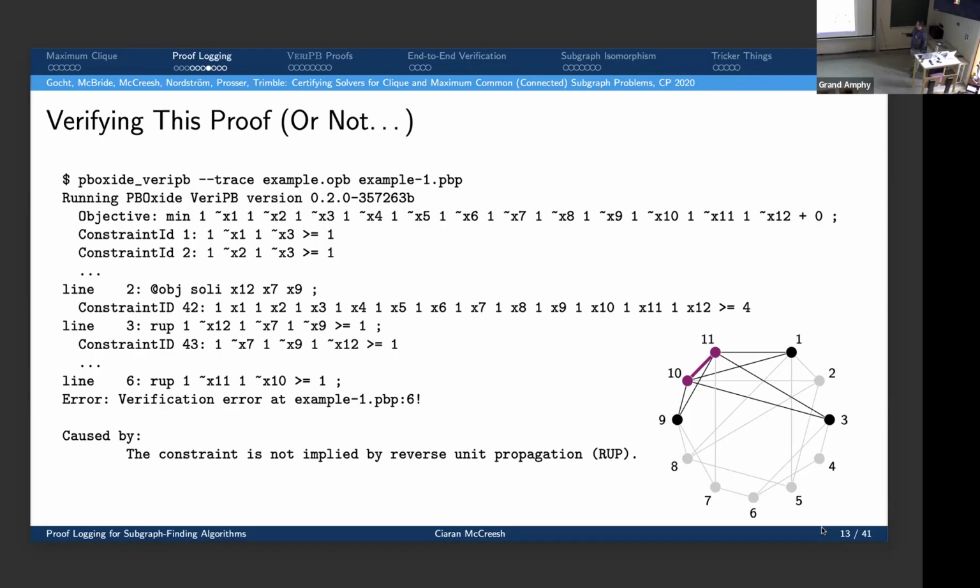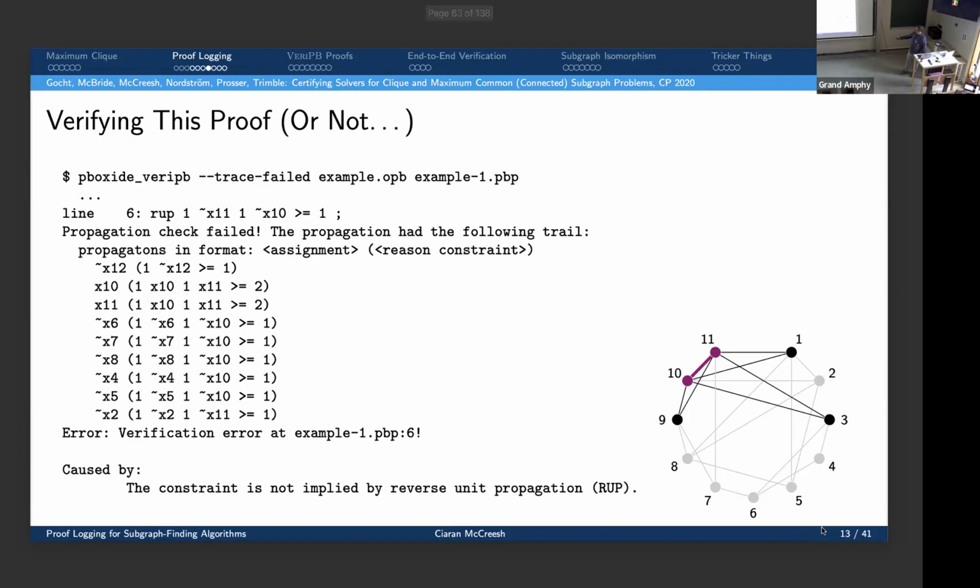Thinking about what our solver did, we said, okay, we've accepted these 2 vertices. This leaves us these 3 vertices. And we can see that this graph is 1 colorable, so we can backtrack. VeriPB is not smart enough to work this out on its own. This fact does not follow by reverse unit propagation.